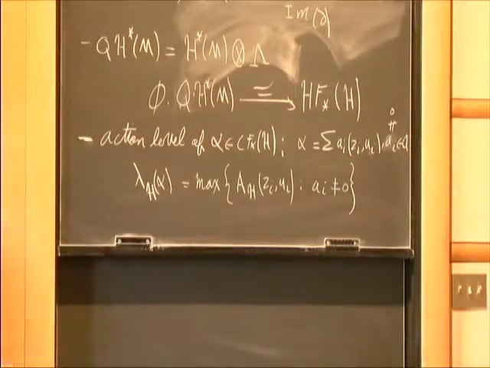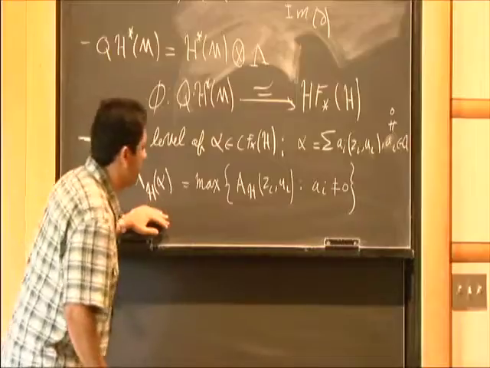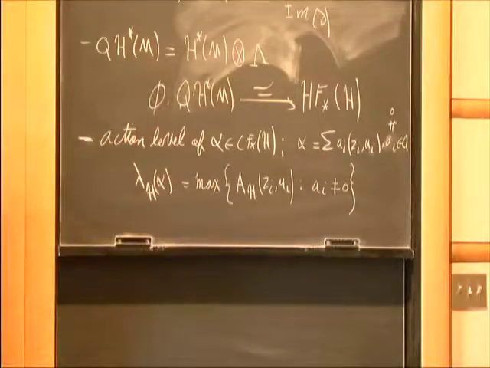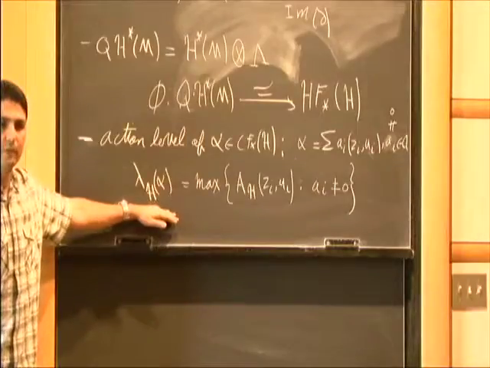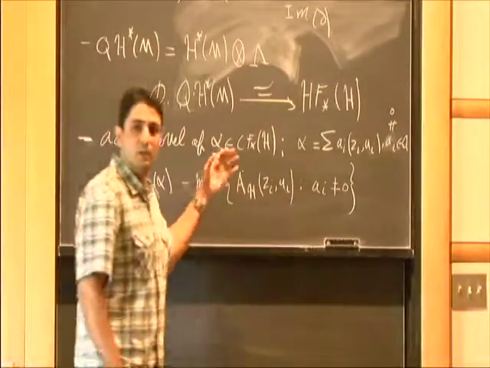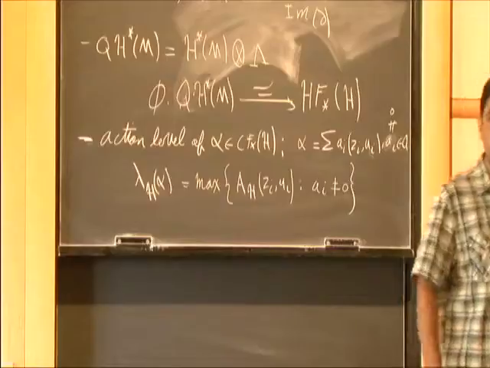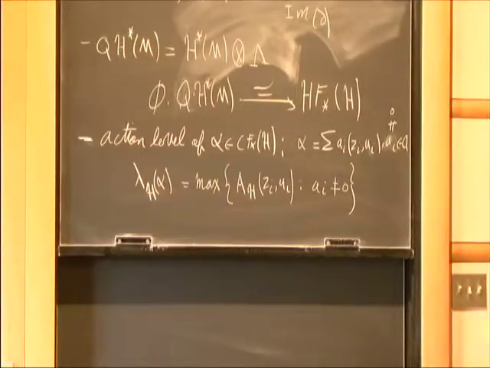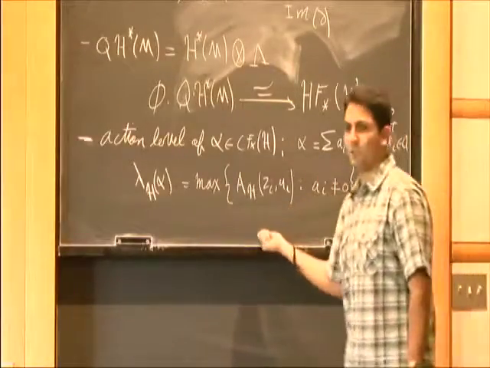So what's important about this action level, what you should keep in mind, is that if you look at action levels below this lambda H of alpha, then you will not see the full Floer chain alpha in the Floer complex. So this is how far you've got to go up before you see this chain.